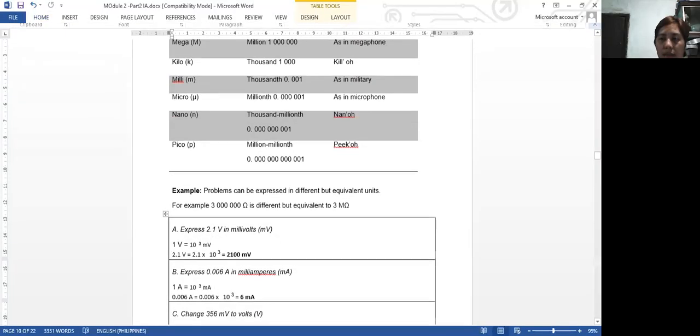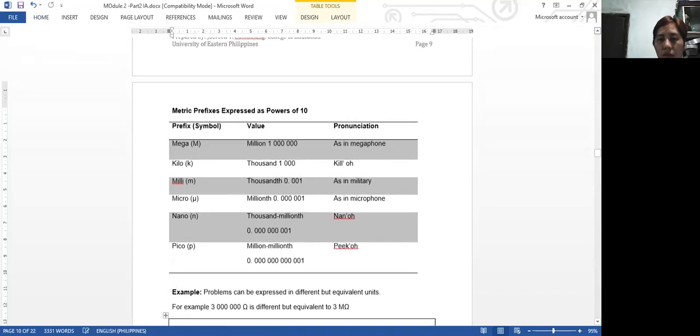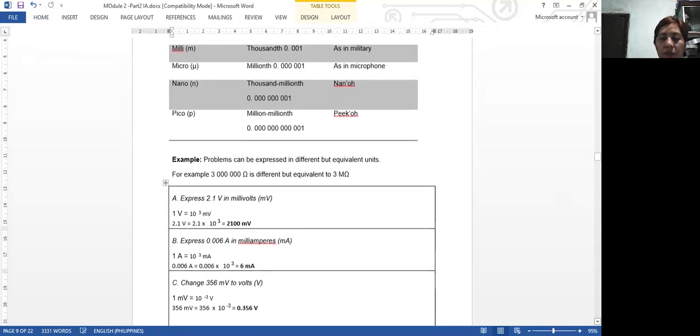Okay, so the next is conversion. Metric prefixes expressed as powers of 10. So we have here an example: express 2.1 volts in millivolts. Volt is bigger than millivolts, so if we're going to convert volts to millivolts, expect that the number will become higher than 2.1.